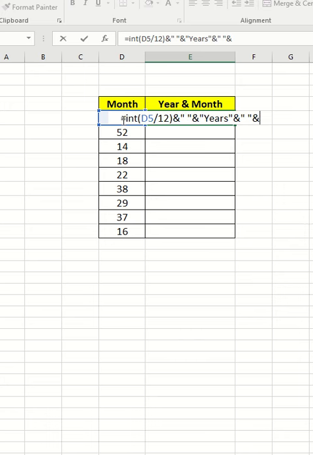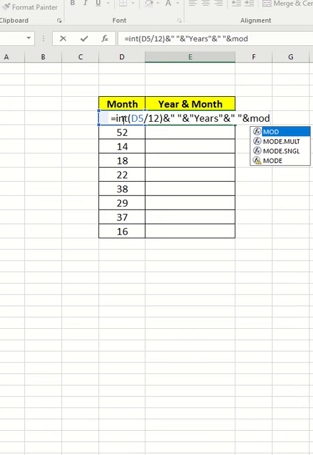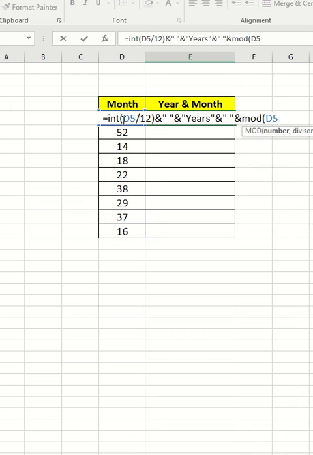Now we want the number of months, because it is not always 1 year or 2 years, it can be 1 year 3 months to 2 years 2 months, like this. Then we can write MOD, open bracket, again select the same cell, that is D5, comma, now it is 12, and close the round bracket. Once we get the month, again ampersand, then a space, again ampersand, and now "months".